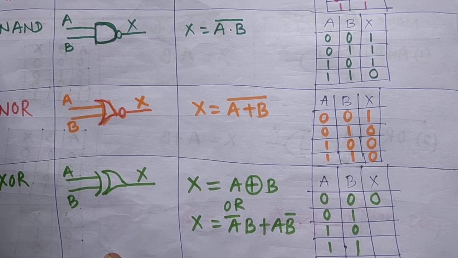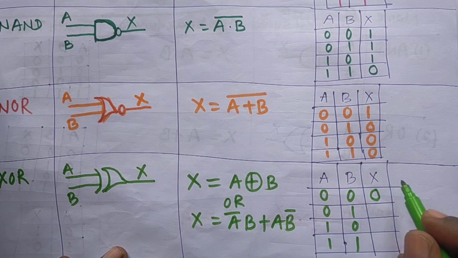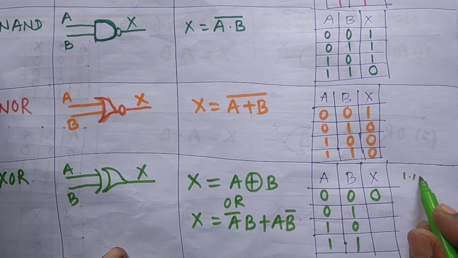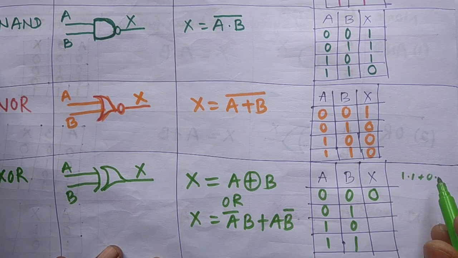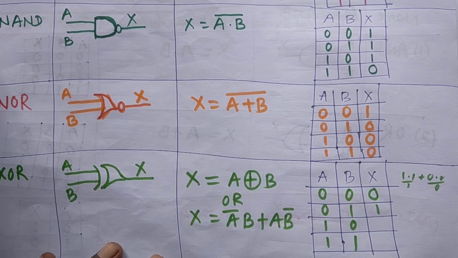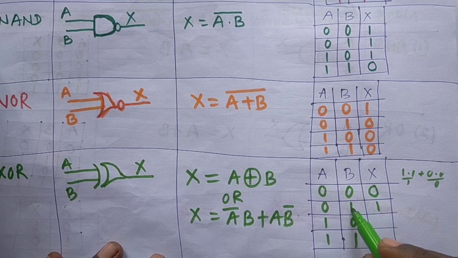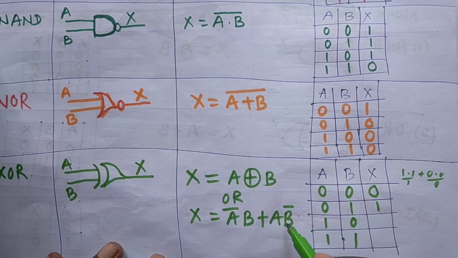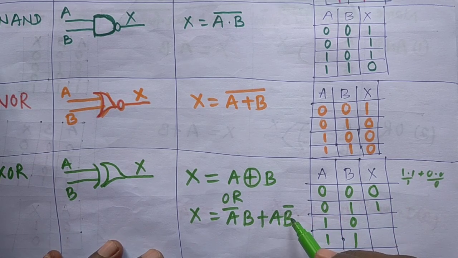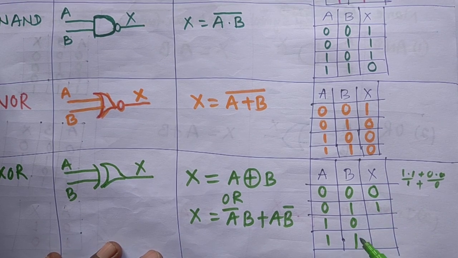Next case, 0 1. A is 0, so A complement is 1, and B is 1, so 1 into 1 is 1. Plus A is 0 and B complement is 0, so 0 into 0 is 0. So this part is 1, that part is 0, and 1 plus 0 is 1. Once again, A complement is 1 and B is 1, giving 1, and 0 into 0 gives 0, so the result is 1. This is the basic concept.